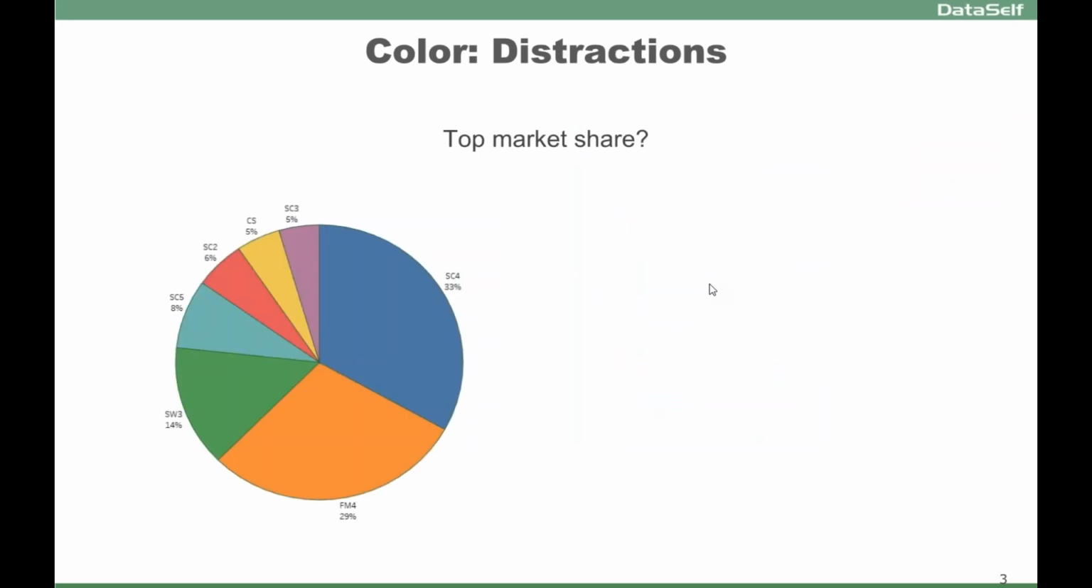Another example, kind of the same topic about colors. Colors can be very distracting. If you have a pie chart like this and you want to see your top market share, you can tell that pretty much these three take about three quarters of the total. So it's telling the story, but because you have a lot of colors, especially yellow and red, they draw the eyes' attention.